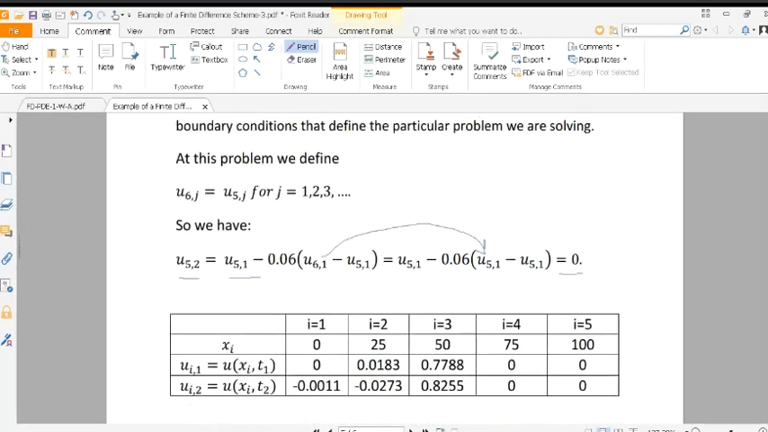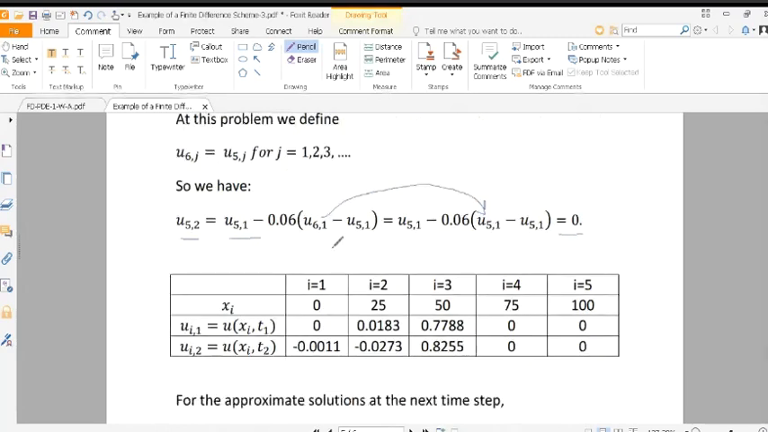Until now, we can compute Ui and 1 and Ui and 2. Ui and 1 are computed based on the initial condition, but Ui and 2 are computed based on equation 3. Based on equation 3, we have computed the value of u at T2, and we collect this value in this table.